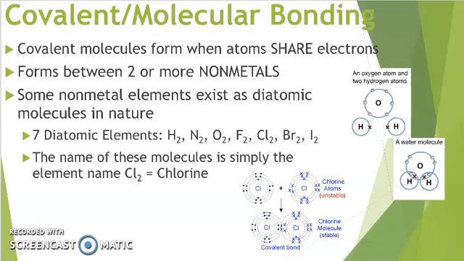The name of those covalent bonds is just simply the element name. So Cl2 would just be chlorine. You don't have to specify that it's something else or use chlorine chlorine or chlorine chloride. You can just say chlorine.